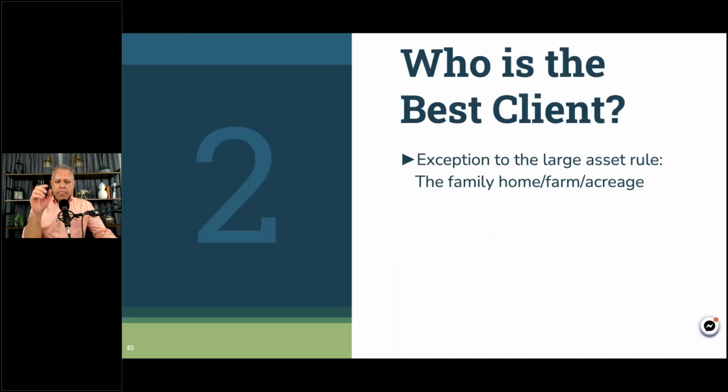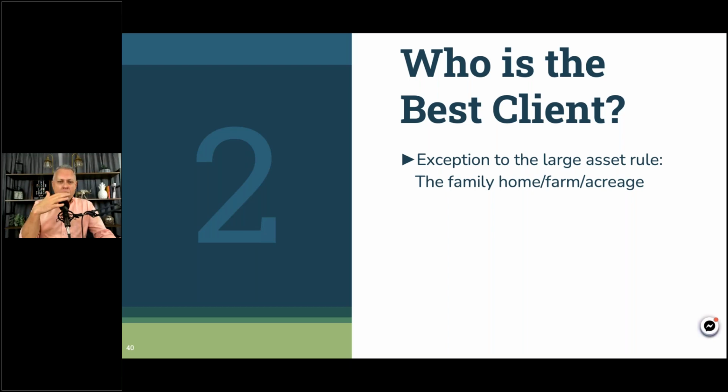All right. Now, the exception to the low asset rule is when there's a home, a farm, acreage, something out there that the family doesn't want to lose. It could be a $200,000 home, but it's like, this was great granddad's home, and we don't want to have to sell it to pay the Medicaid lien. We don't want to lose it. We are adamant that we don't want to lose this.